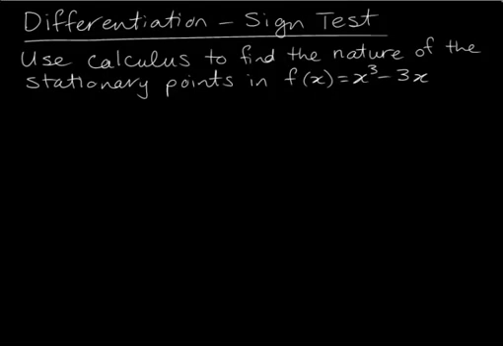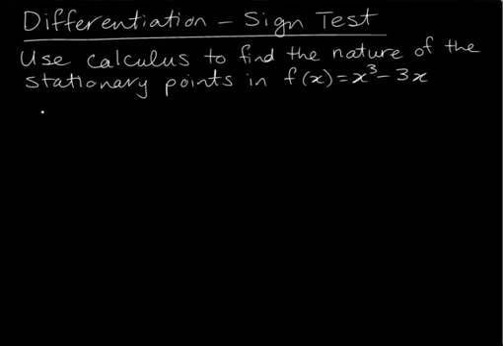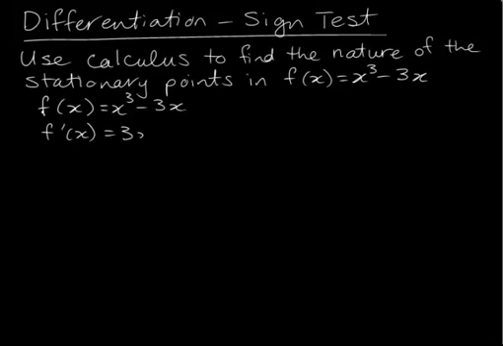We're asked to use calculus to find the nature of the stationary points in this particular function. Well, to find the nature of this function, we better start off by finding the stationary points first. So my function is f of x equals x cubed minus 3x. I firstly differentiate it, so find f dash of x, so that's 3x squared take 3.